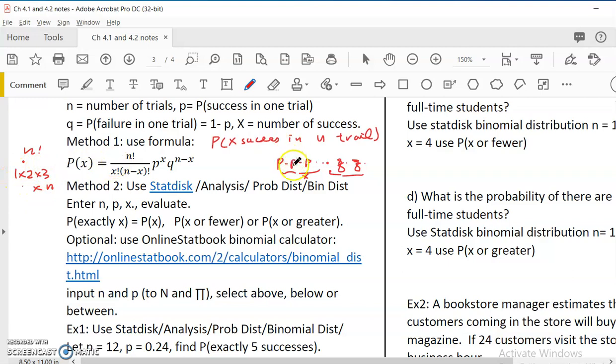So it has to do with how many ways you can arrange p repeated x times and q repeated n minus x times. So this tells you how many times this can happen, and you multiply them. That would give you the probability by formula. And of course, we don't have to use it. We can use an online calculator to do it.